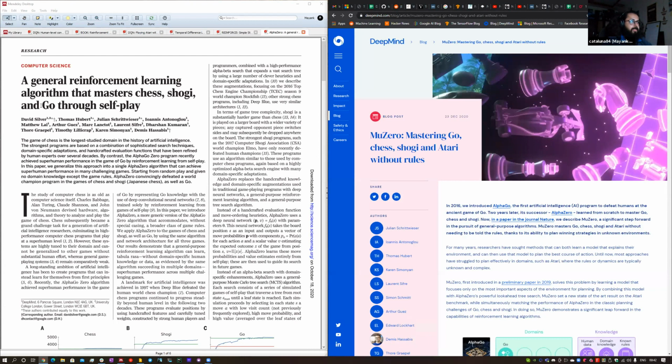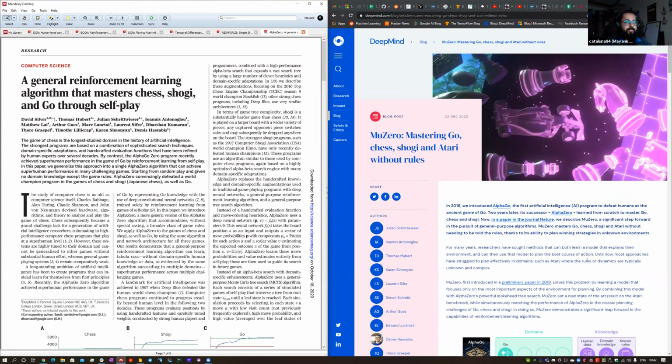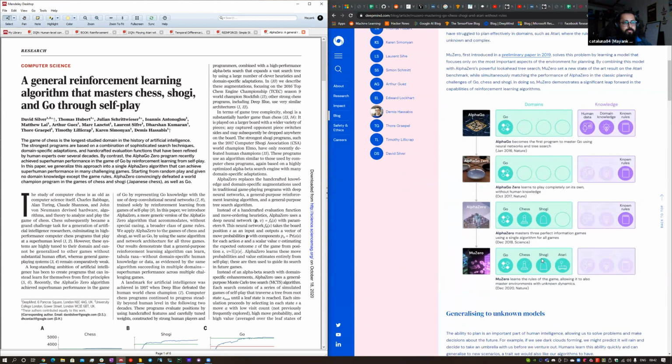Since they had self-play here, this is, I think, AlphaZero, and this came out in December, in which they solved Go, chess, shogi, and Atari, allowing it to master environments with unknown dynamics. So a single algorithm could be generalized to these four, which is a big thing from a reinforcement learning perspective.